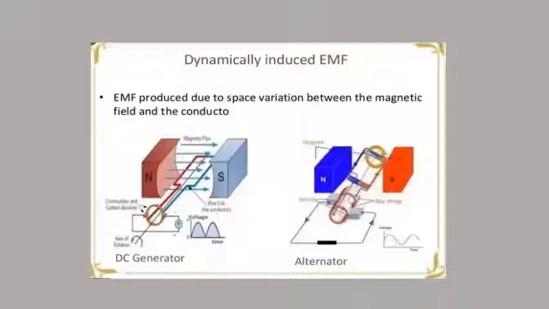Initially, for the concept of dynamically induced EMF, you can see that this is the coil and it is continuously moving or varying its direction in the presence of this magnetic field. So this is the example of dynamically induced EMF.